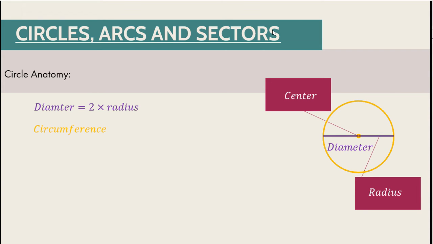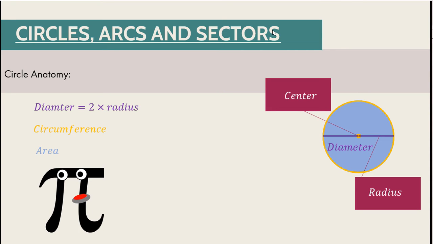And we have the circumference. Circumference is the measurement for how long the border of the circle is. And the area, how much space in the plane that the circle takes. And we have a friend, pi.